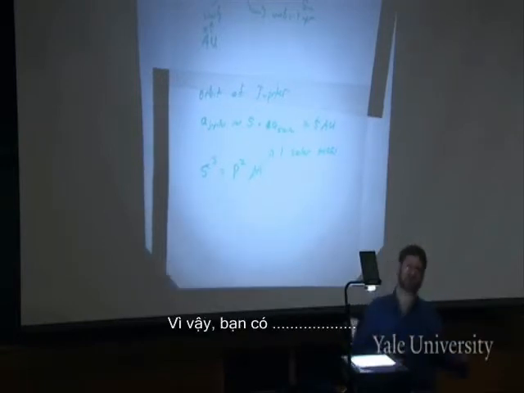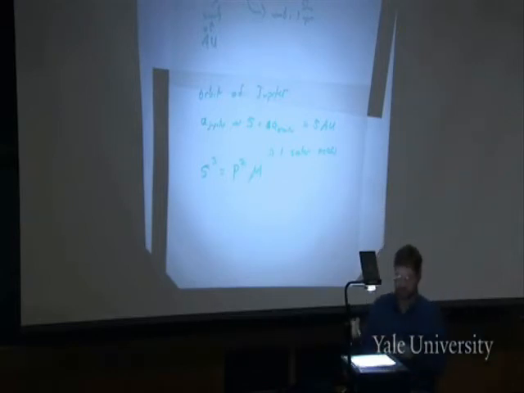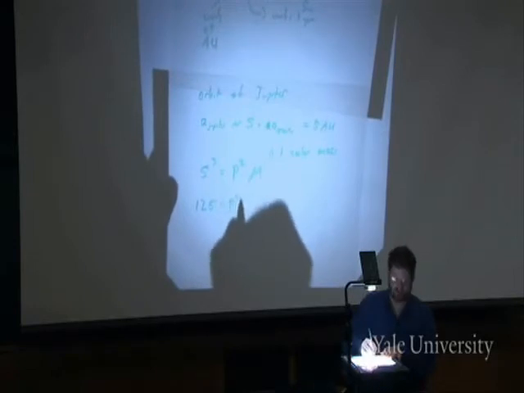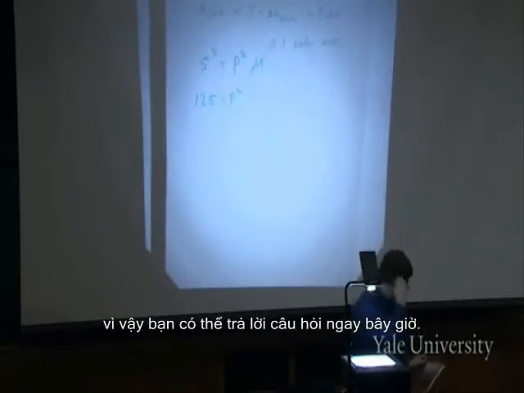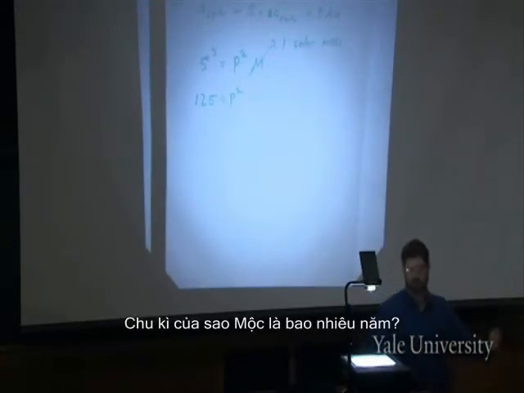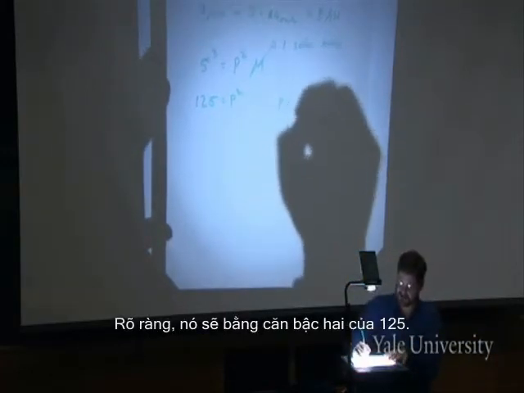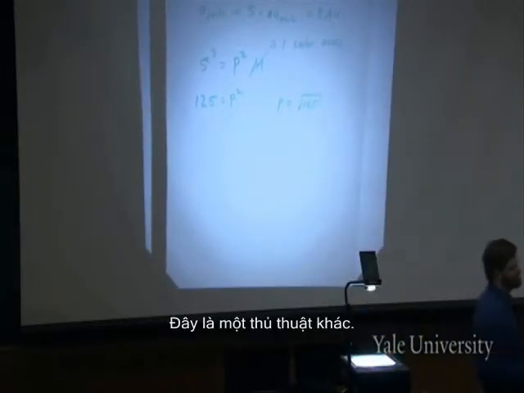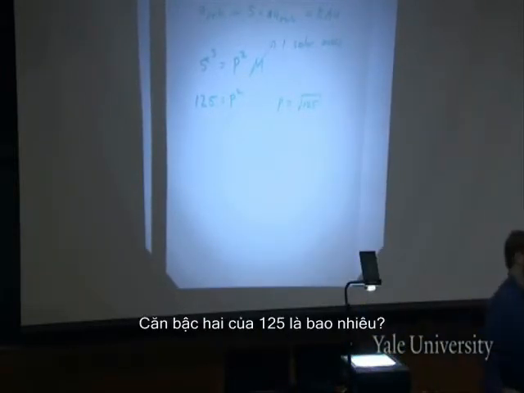So you have 5 cubed. 5 times 5 is 25. 25 times 5 is 125. So you end up with 125 equals P squared. So you can answer the question now, what is the orbital period of Jupiter in years? Obviously, that's going to equal the square root of 125. Here's another trick. What's the square root of 125? Quickly.